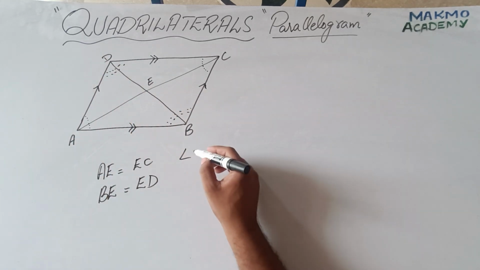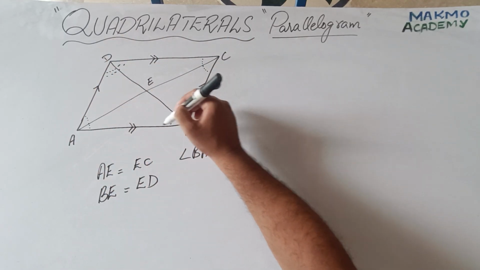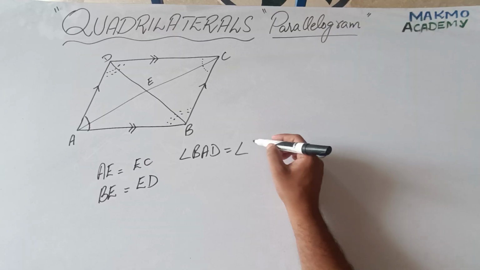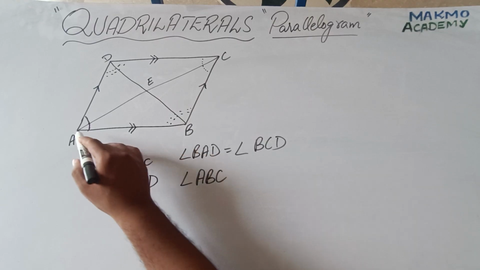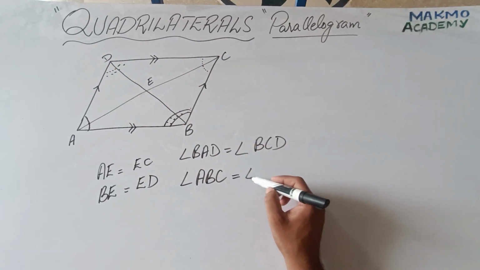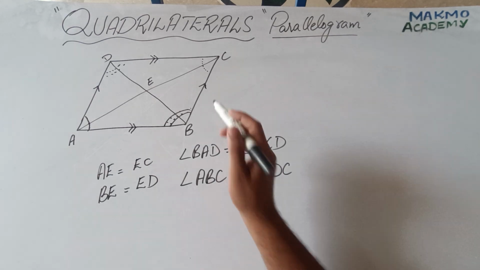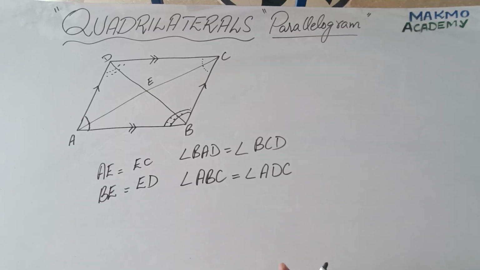Similarly, angle BAD is equal to angle BCD. Angle BAD, it means that I am talking about this angle, is equal to angle BCD. These angles are equal. Similarly, angle ABC, it means that I am talking about this angle, is equal to angle ADC. So these are the properties: opposite sides are equal in length, opposite angles are equal in size. So we have discussed all the properties. Now let's proceed towards the problem to find out the value of unknown angles.